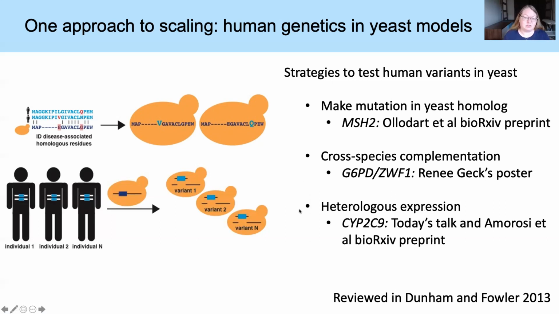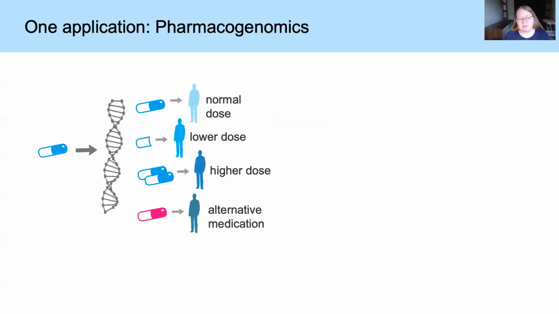And finally, you can use just heterologous expression, where any protein that you can express in yeast that works, you can essentially use yeast as a little biochemical test tube in order to study its function. And that's the emphasis of today's talk, where we're developing assays to use yeast to measure cytochrome P450 activities in mass. Okay, so the particular application that I'm going to talk about is pharmacogenomics.